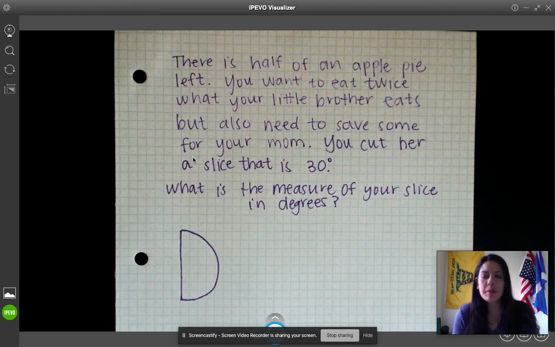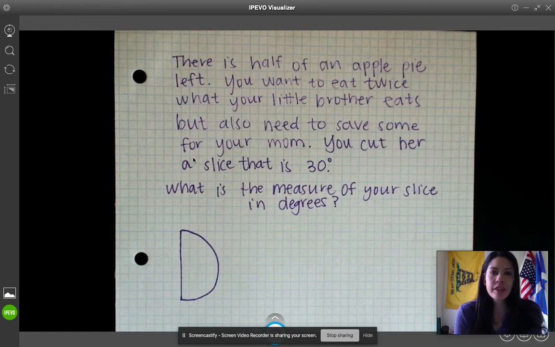All right, we are going to be solving this word problem together. It says there is half of an apple pie left. You want to eat twice what your little brother eats, but also need to save some for your mom. You cut her a slice that is 30 degrees. What is the measure of your slice in degrees?